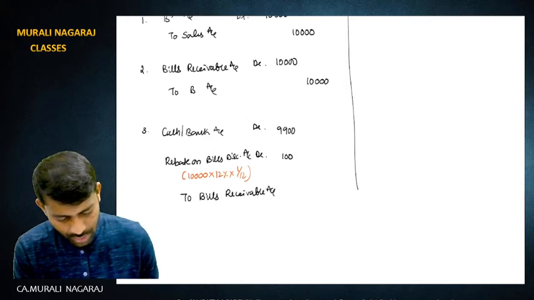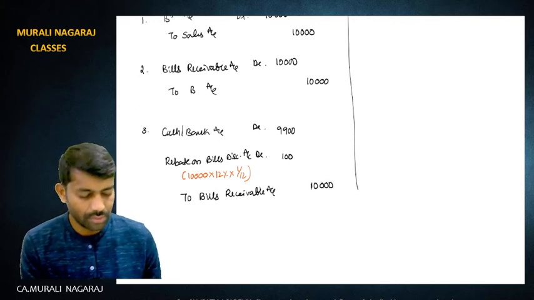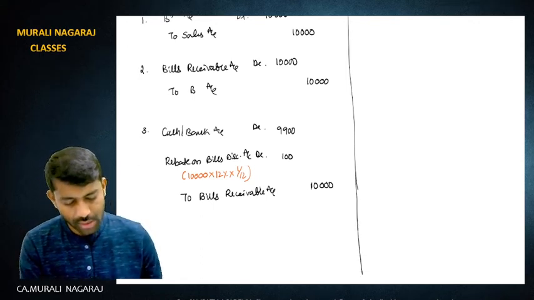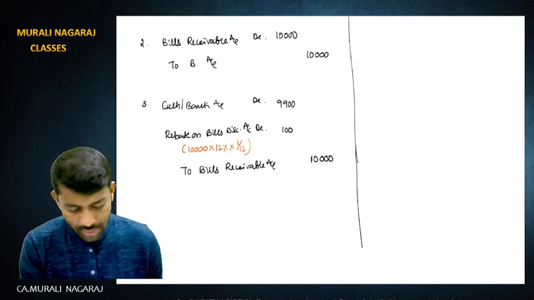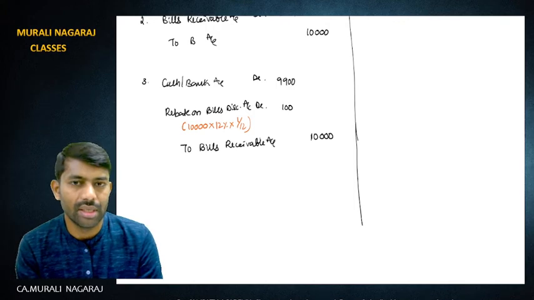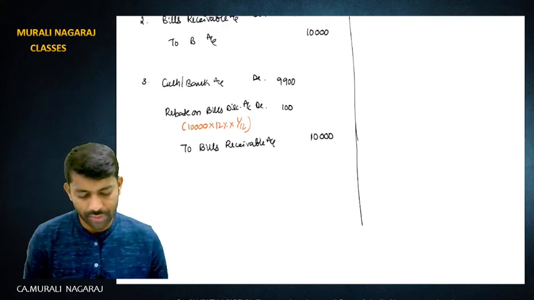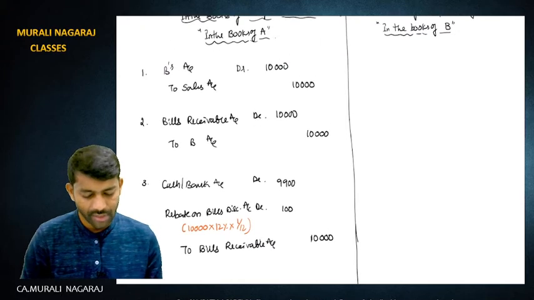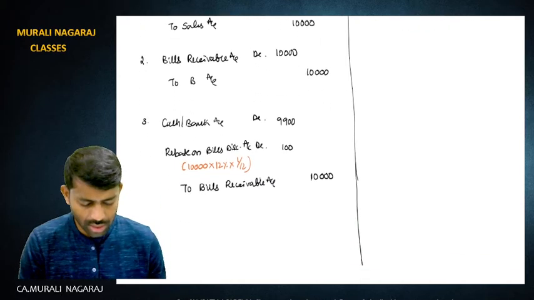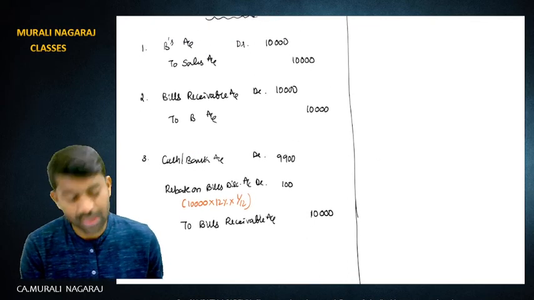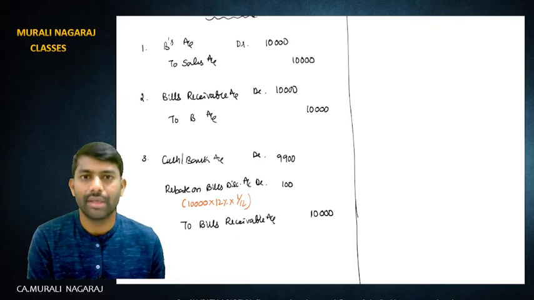Bills receivable account 10,000 to bills receivable account 10,000. Yeah, so that's the amount we have received. If you want the rebate on bills discount, whatever amount is there, you can transfer to P&L at the year end. So this is the honor of the bill on the due date. We have received the money. Either date wise you can write, or 1 to 3 here you can write it. Here I have not written the date, but in the exam you have to write the date.